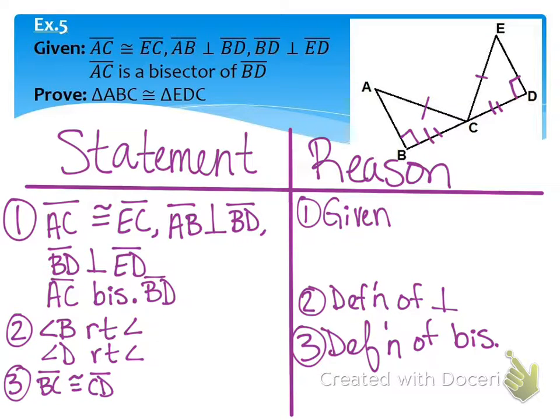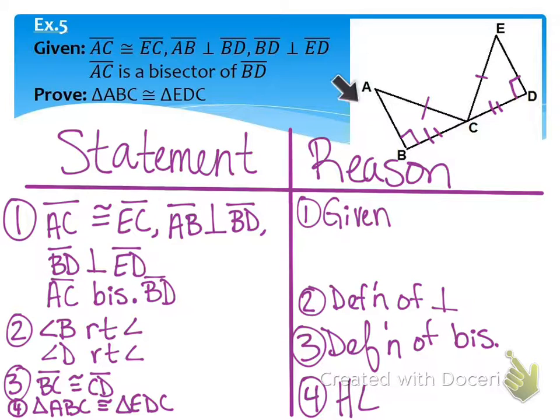Squeeze it in at the bottom. Triangle ABC is congruent to triangle EDC. Why? HL. We had right triangles, the hypotenuse is congruent, and a pair of legs congruent. Notice we didn't use AB or ED, and that's fine. They didn't talk about those, we don't need them.